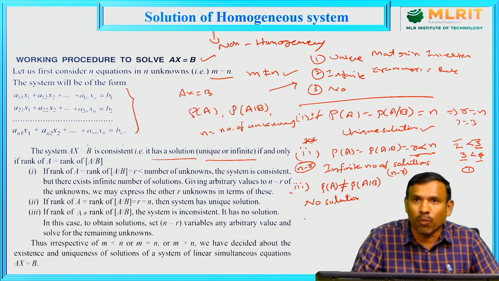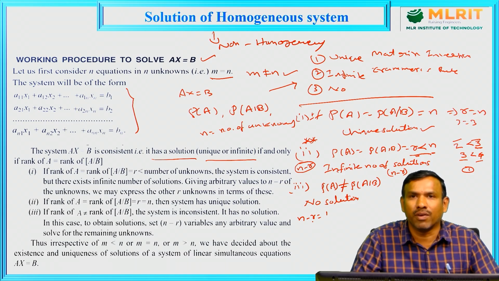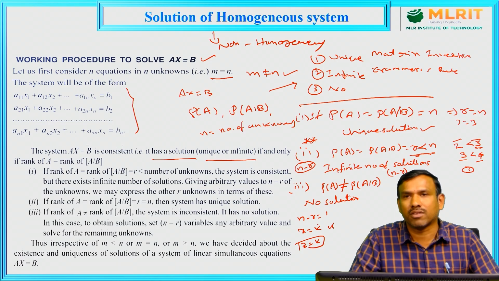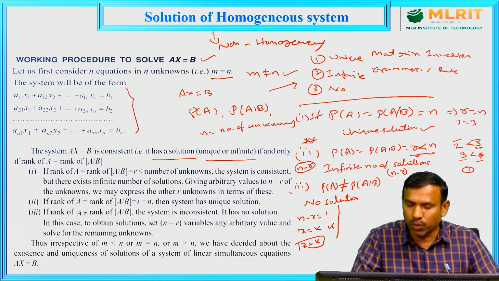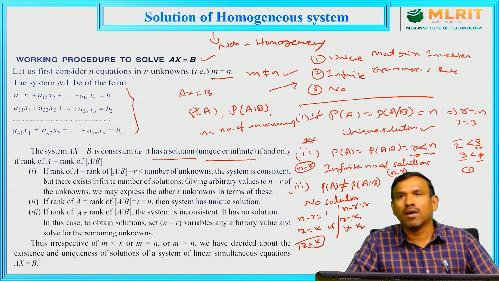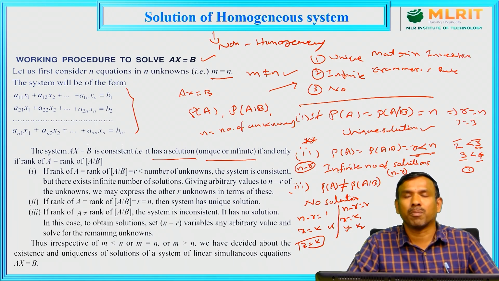Suppose the difference n minus r is equal to 1. We got rank 3, unknowns are 4, 4 minus 3, 1, which means one arbitrary constant. Out of the given variables, maybe x or z can be k; any one of the variables can be taken as an arbitrary constant. Suppose the difference n minus r is equal to 2, then 2 arbitrary constants: x is equal to k1, y is equal to k2. Depending on the difference, we have to select that many arbitrary constants.